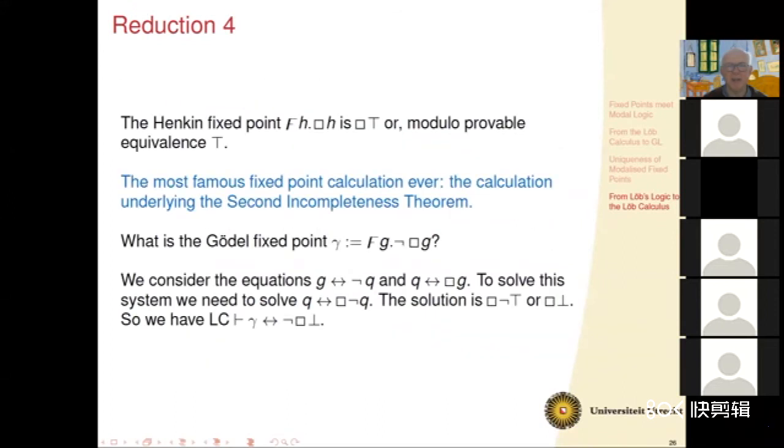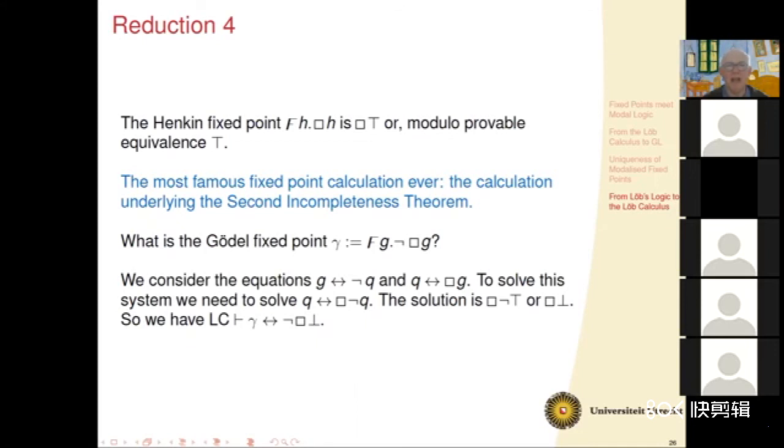and important sentence. And now after all the work we've done, we can compute it. Well, it is of the form box H. It's a fixed point of a formula of the form box H. And so the solution should be box true, right? So the result of substituting true for the fixed point variable. And we are done. So it's box true. But box true is provably equivalent to true.